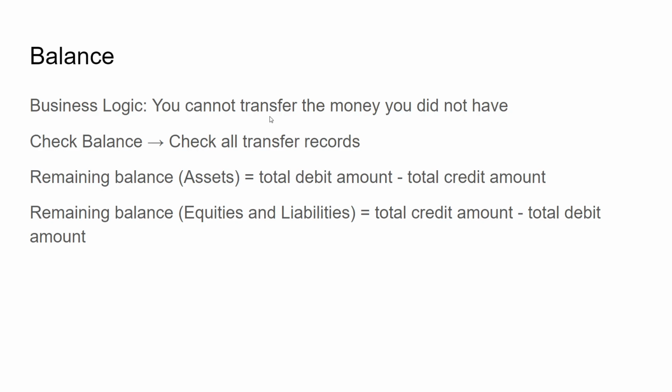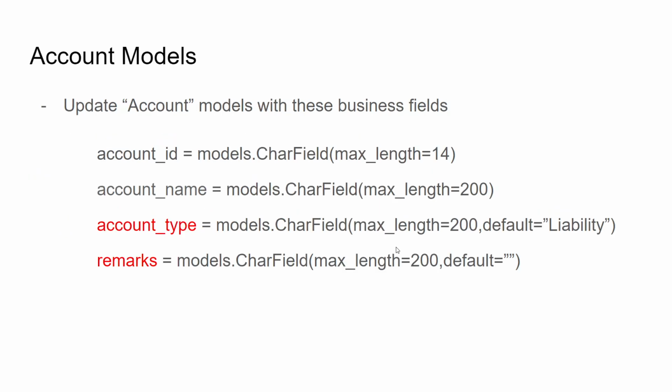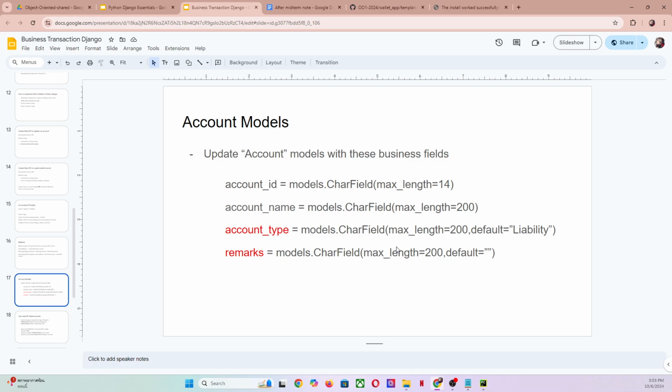The balance is the business logic. You cannot transfer money you do not have, so whenever we do a transaction, we need to check the balance first. If the balance is enough, we do the transfer record. The money is something like debit subtracted by credit. However, if you are doing equity, it is going to be on the different side.